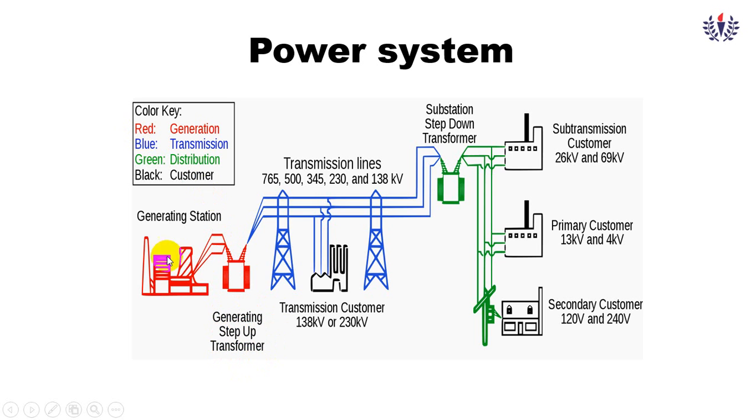Here you can see the red color is the generating station. Any generating station, for example hydro or thermal, will have this setup. Only a low level will be generated here, and it will be stepped up to a higher level, for example 765, 500, 345 kV. So 11 kV will be generated, and it will be stepped up to 138 kV or 230 kV for transmission, to avoid transmission losses. This is known as the transmission lines, which is in the blue color. This is the transmission part.